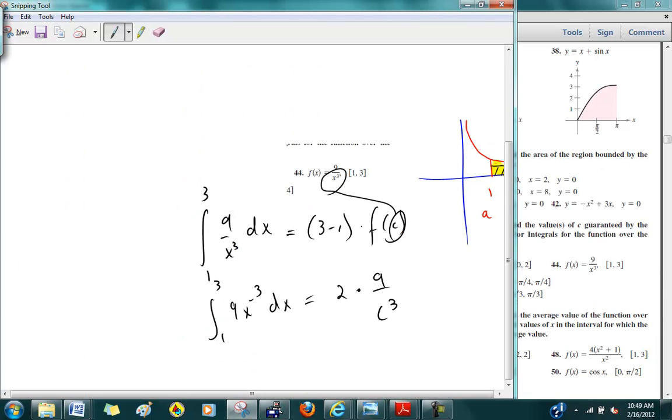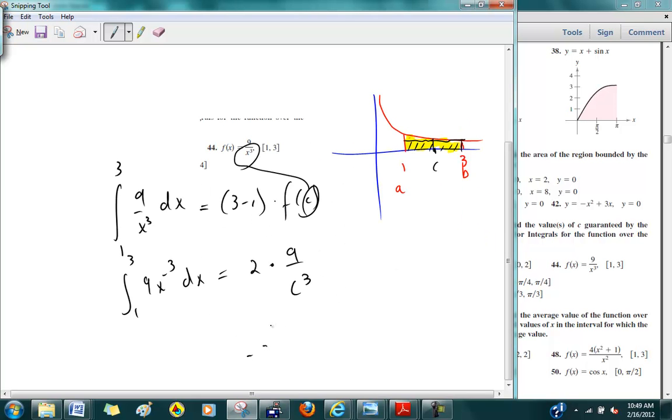I guess it doesn't let me expand this. Oh well. So on this side here, when you integrate, you add 1 to the exponent and divide by the new number, so it'll be minus 9 over 2 times x to the minus 2, from 3 to 1. And on this side, you've got 18 over c cubed.